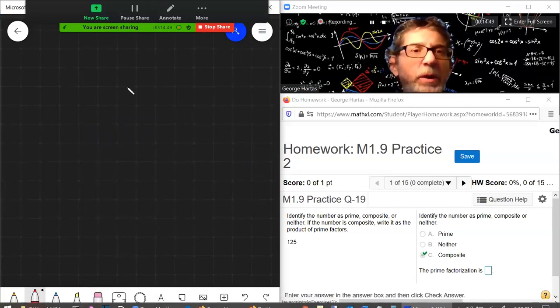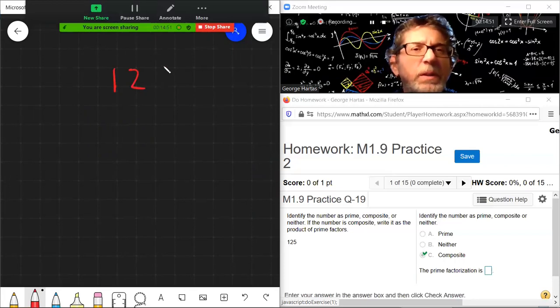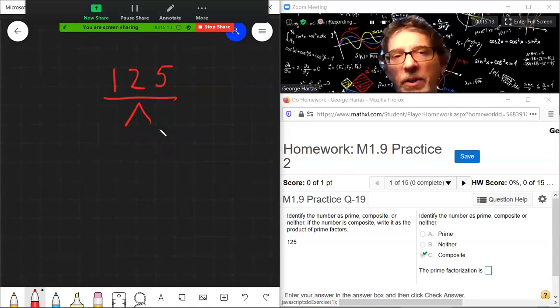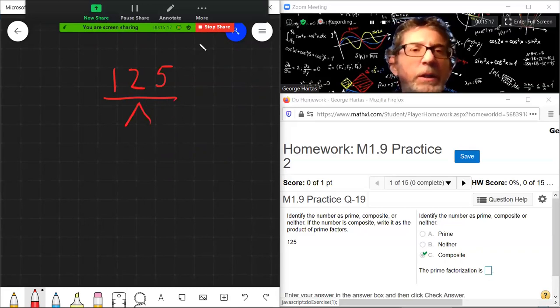So we have 125. What times what is 125? And by the way, this little point here, this is a branch. It does not point to the 2. Okay, so some people have made that mistake. No, this is just simply a branch that's coming off this base. This is the base of a tree. These are branches coming out of it. I'm not pointing to the 2, just so you know.